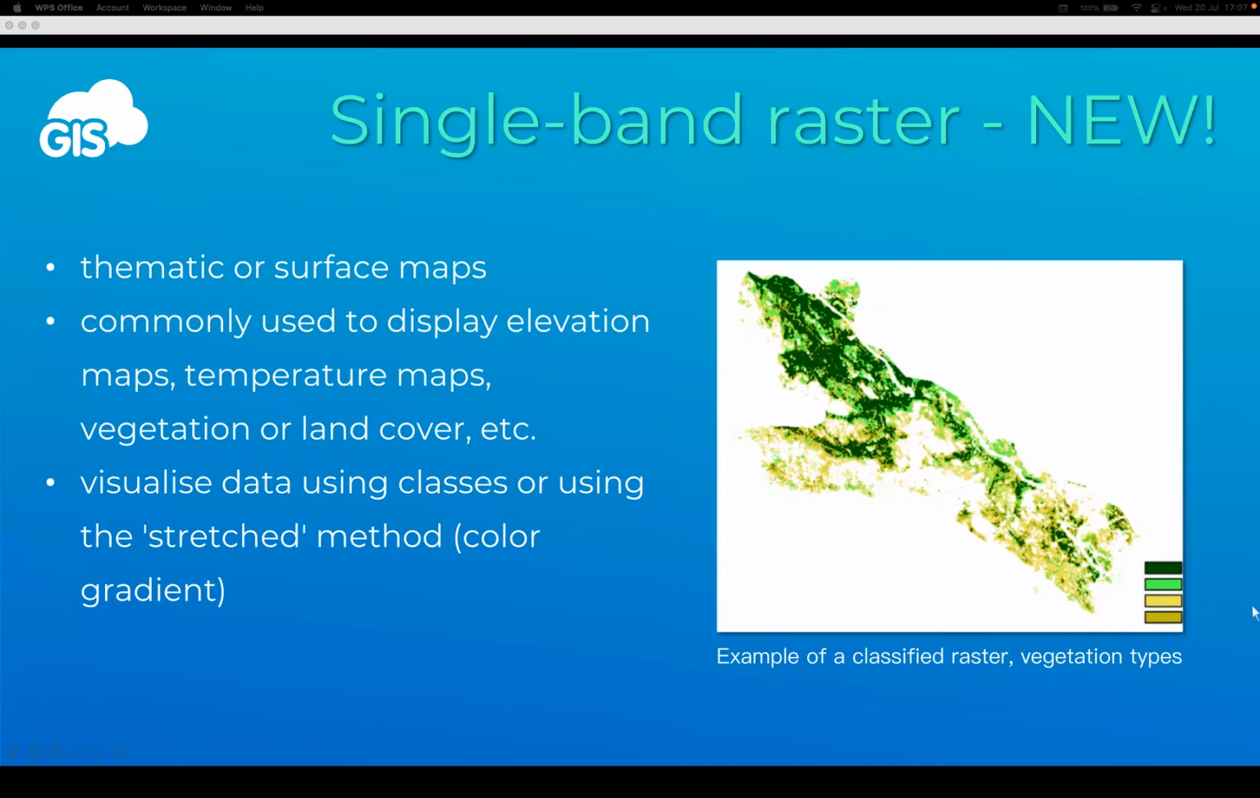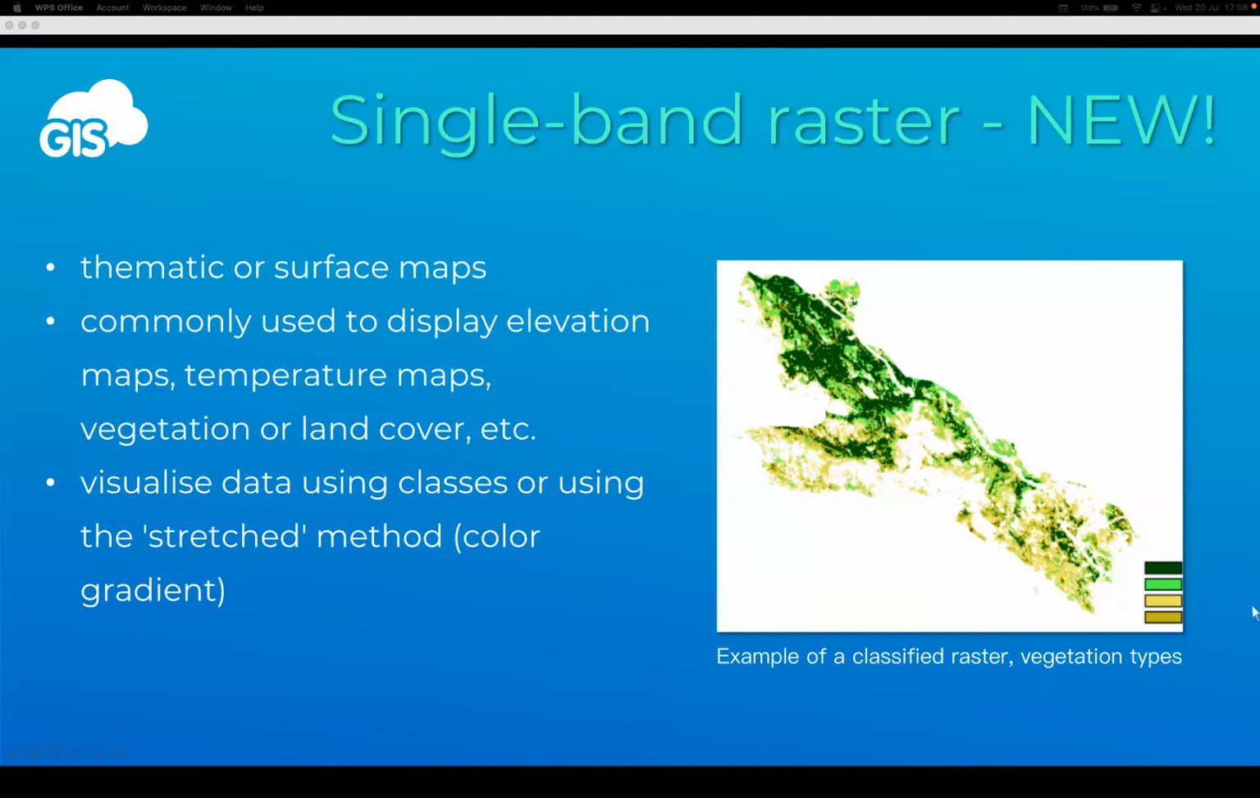So what actually changed? You can see that the raster that's used for these types of maps, so thematic and surface maps, is usually a single band raster. And now by extending support for this type of raster, you can create those maps directly in GIS Cloud. Before you could do a workaround where you exported your data as multiband, but this really makes it a lot more streamlined and very simple to use.